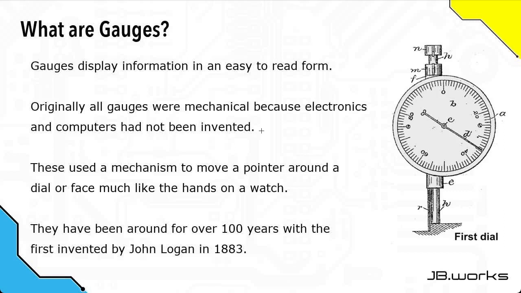They were first invented by John Logan in 1883, and this diagram shows the diagram from his original patent application in 1883. So a dial is basically a means of displaying information to people.